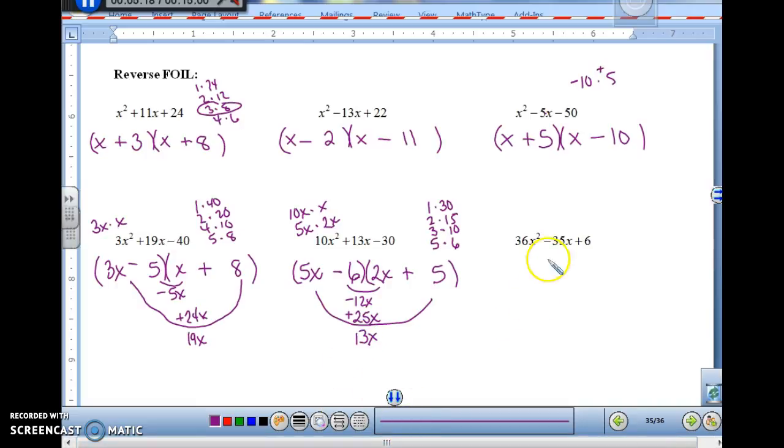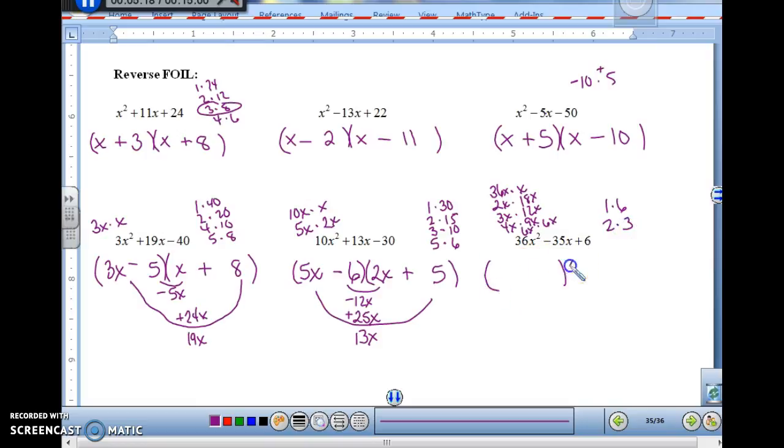All right, one more. 36x squared minus 35x plus 6. Let's see. For 36, we have 36x times x. We have 2x times 18x. We have 3x times 12x. We have 4x times 9x. And 6x times 6x. And then for 6, we have 1 and 6, and 2 and 3.